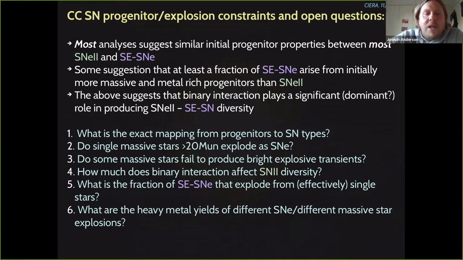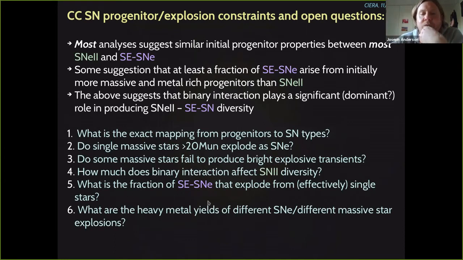So how much does binarity interaction affect the type 2 diversity? Type 2s can basically be explained through single star evolution, because you retain all the hydrogen envelope, etc. But you still expect, just because lots of these stars are in binaries that are going to interact, you still expect binary interactions to play some role, and maybe playing some role in the diversity I showed earlier.